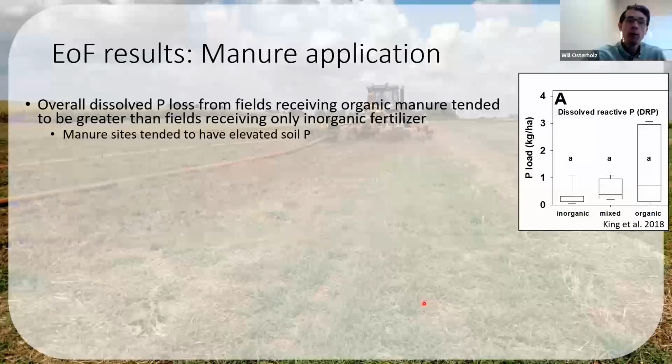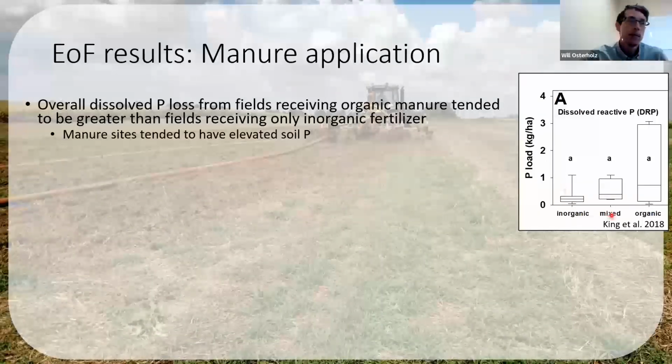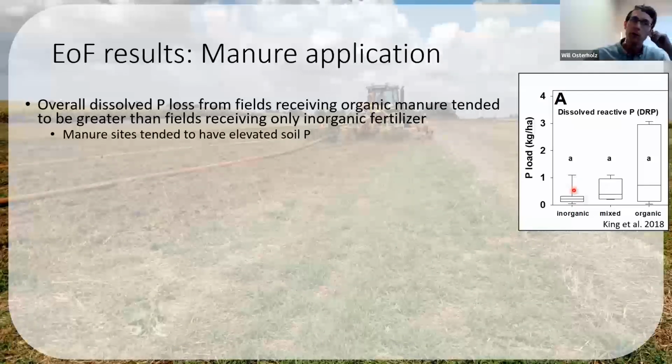Okay, manure. We do have more that we've done in the Edge of Field network. This is work led by Kevin King, and there are a number of different studies I'm going to touch on here. This first analysis, Kevin did across the entire Edge of Field network, looking at all the fields and comparing fields that had received manure applications, that would be the organic fields in that bar, with fields that had mixed applications, both organic manure as well as inorganic fertilizer, and then compared that again to fields that had only received inorganic fertilizers.